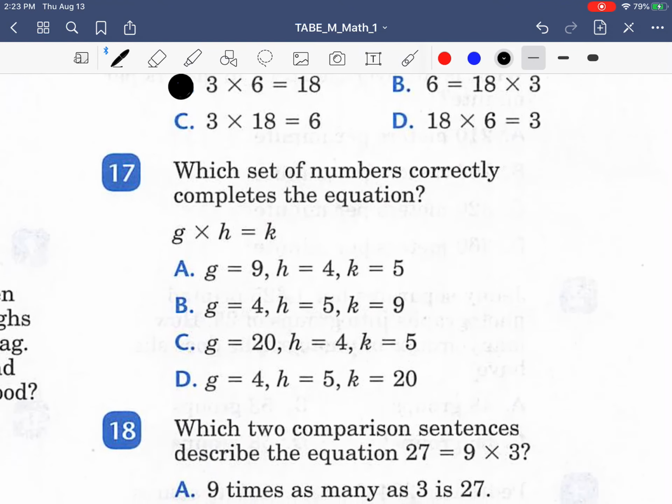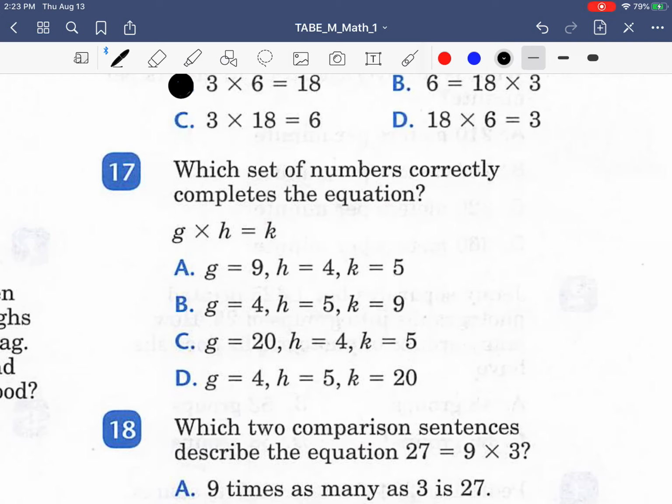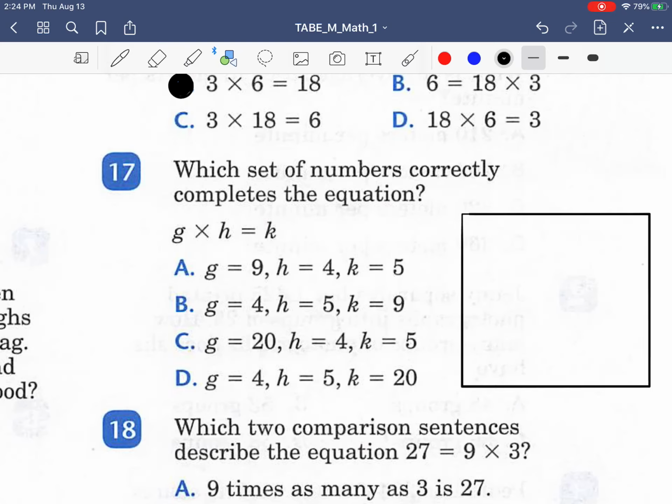Number 17. Which set of numbers correctly completes the equation that G times H equals K? Well, let's see. And actually, I think I'm going to show you a little trick on this one. It'll take a little bit longer, but I think it's worthwhile to show you. One of the ways that I learned to do these was to draw myself a table. I have an equation and I have 4 answer choices. So I'm going to make myself a table that has 5 rows. There's the equation and my 4 choices. And it doesn't have to be perfect. Just put it together however.